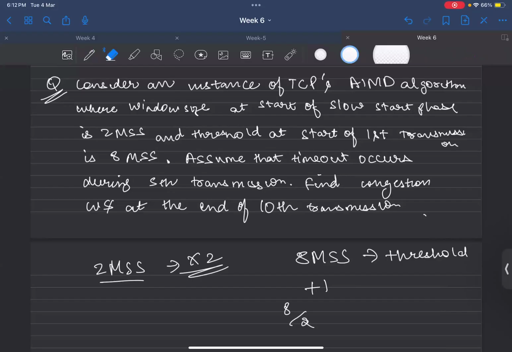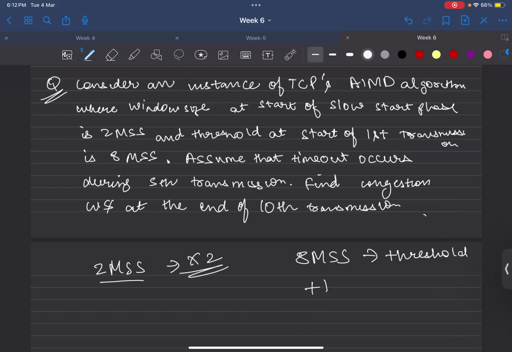Anything you are getting? Yes, please. When we divide by 2, what do we take, the integer value? Yes. So 11 by 2 would mean 5 or 6? Floor value, 5.